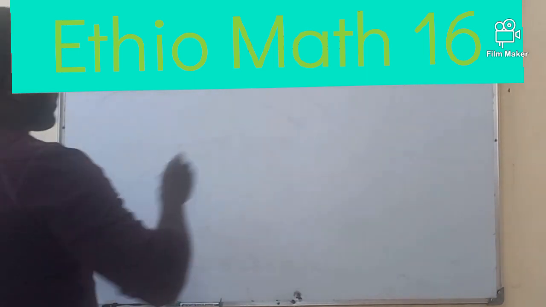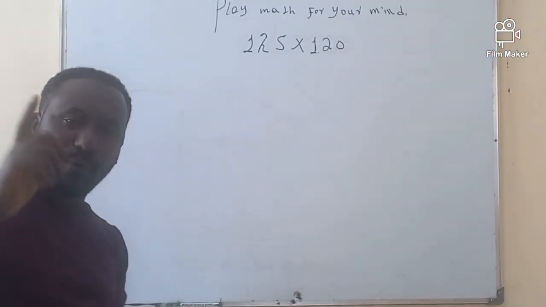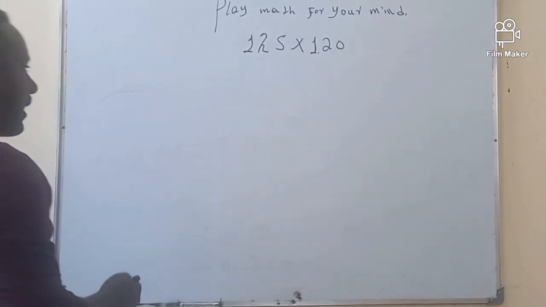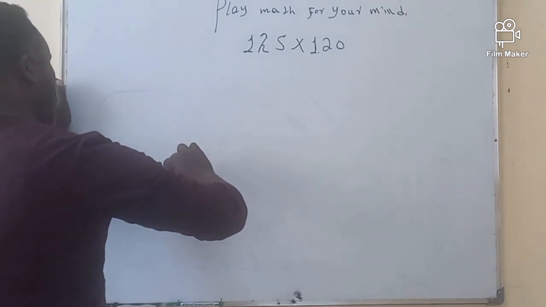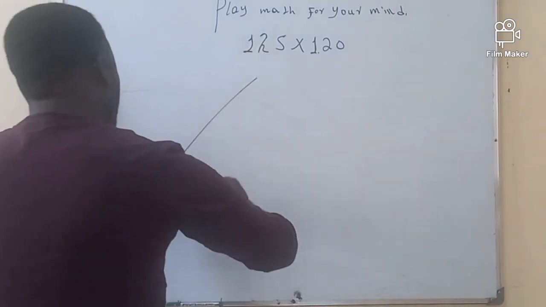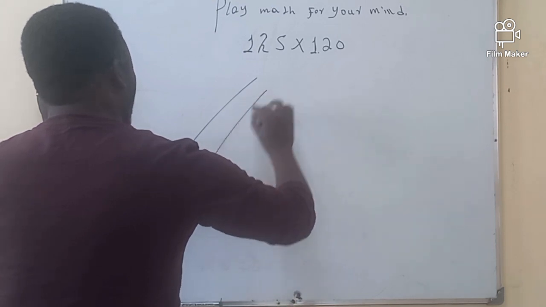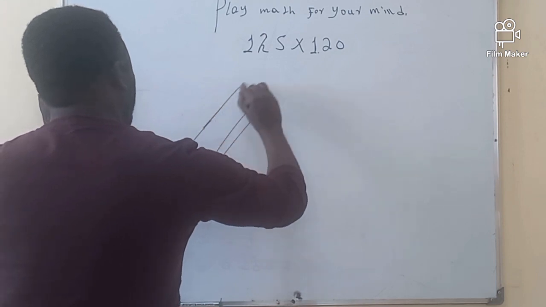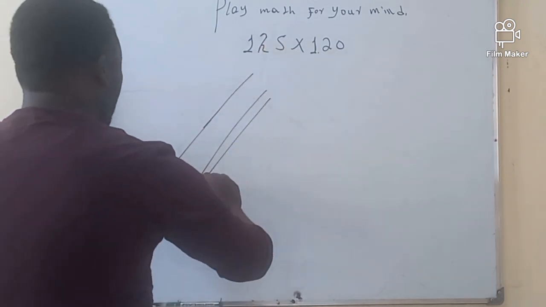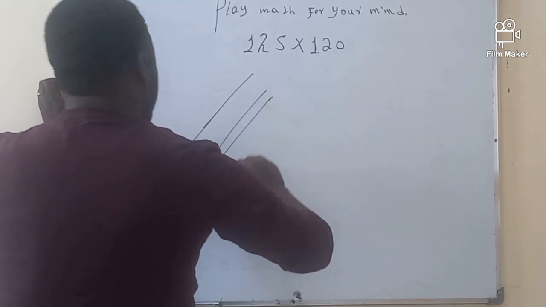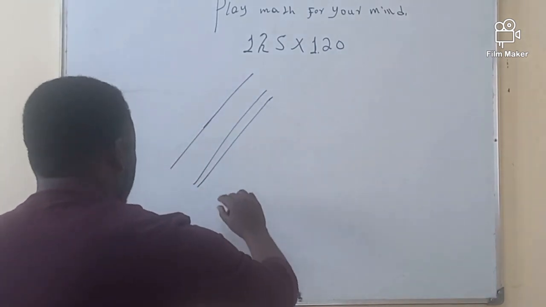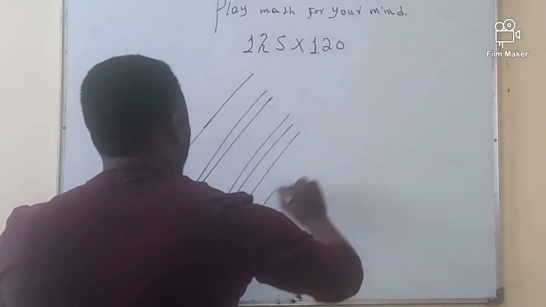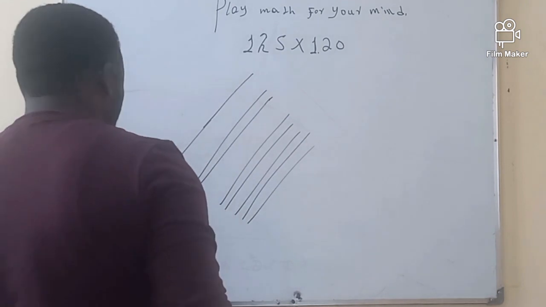So when we multiply these numbers, if you remember our previous video, look at how we are going to multiply these digits. The first one means one line. The second number refers to two lines. And 5 means it is going to be 5 lines. It is just done like this: 1 line, 2 lines, 3 lines, 4 and 5.